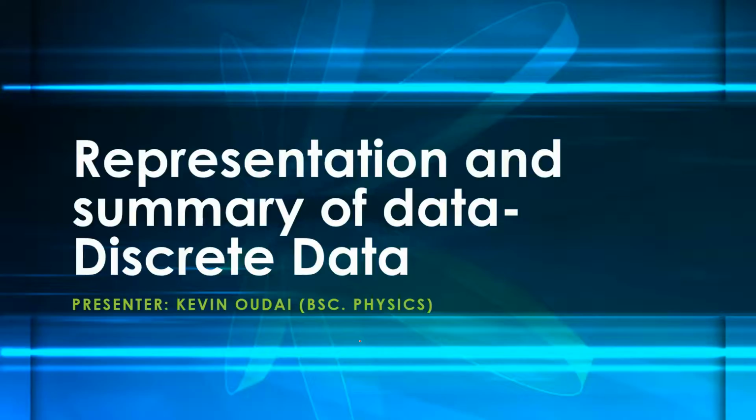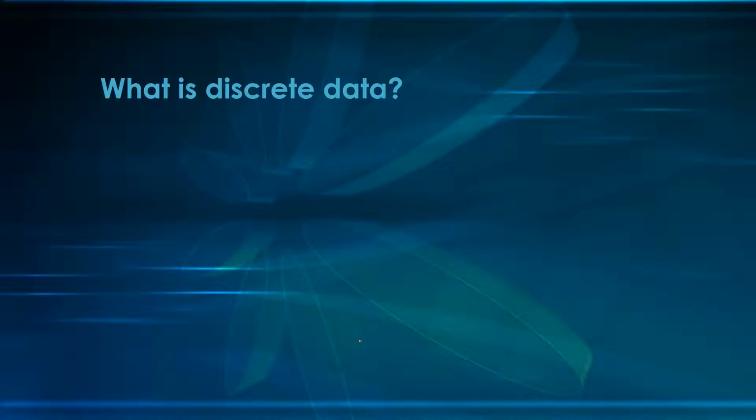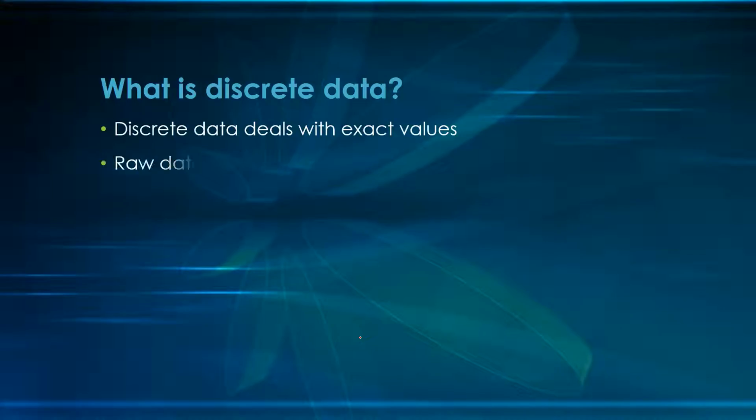In this presentation, we are going to look at discrete data. Discrete data deals with exact values. If you have an experiment or survey being done and you take all the information from that survey or experiment, you would consider that as raw data because it is unorganized.